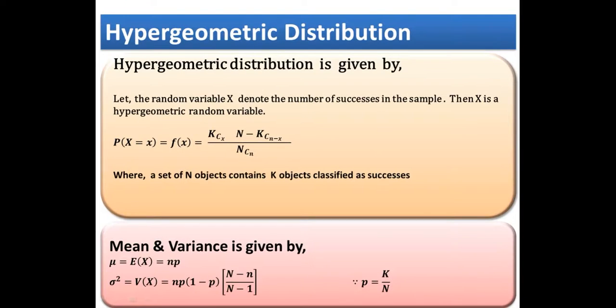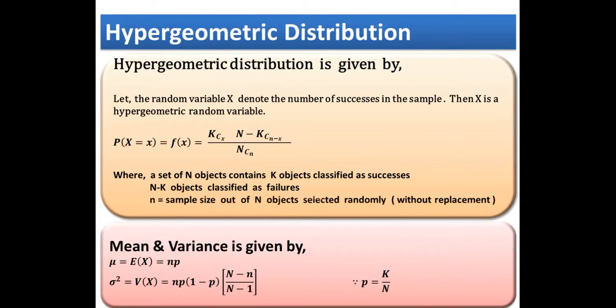Now, in this particular case, N is the total number of objects and k are the objects which are classified as successes. Then N minus k is known as the failures, and small n is nothing but the sample that you take out from the total N number of objects randomly and without replacement. This is the mean and variance of the hypergeometric distribution.